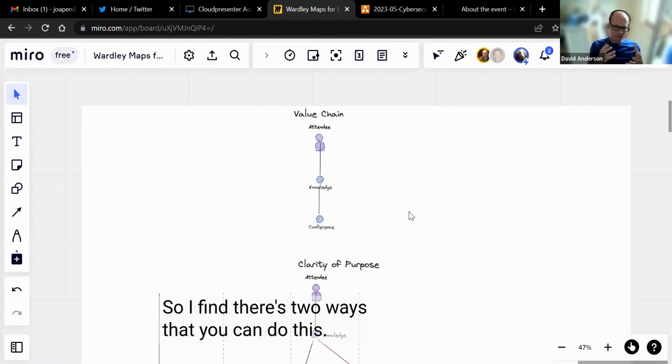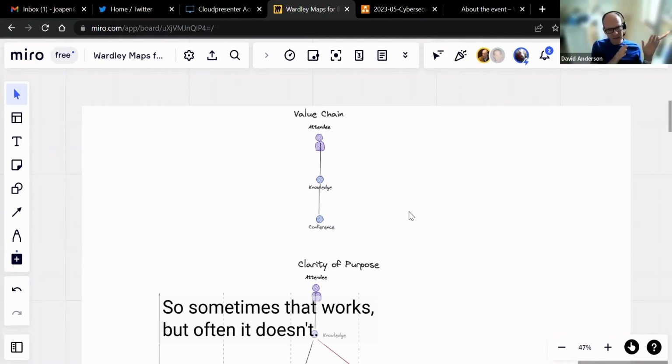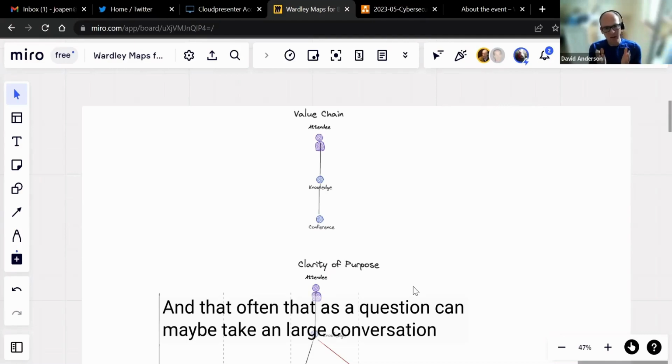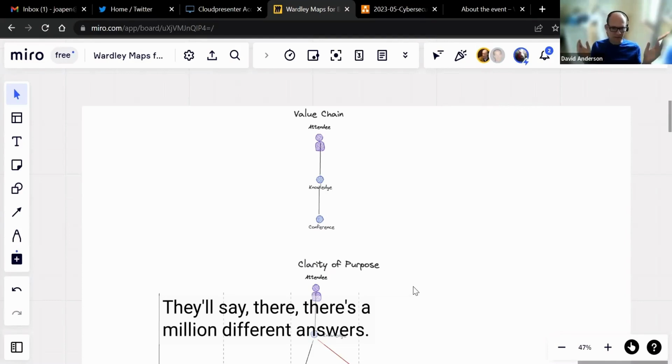So I find there are two ways that you can do this. You can send people a load of information and get them to read everything in advance. Sometimes that works, but often it doesn't. You're better to say, let's start really simple. Who is the user? That question alone can take an hour's conversation, because there are some teams that are not quite sure who their user is. They'll say there's a million different answers.